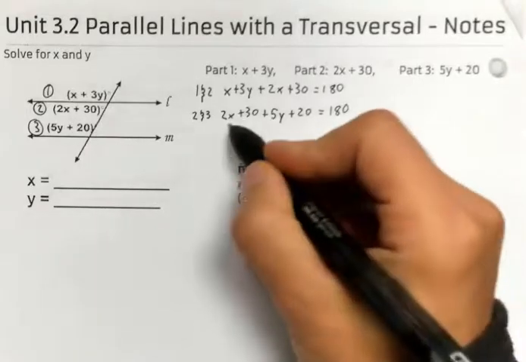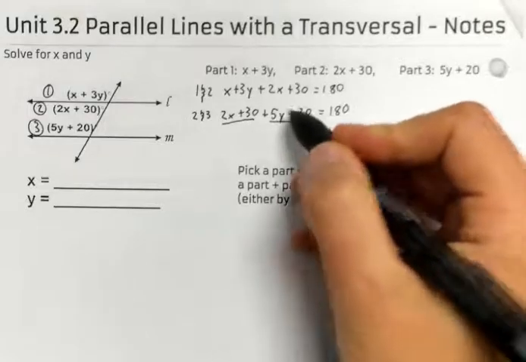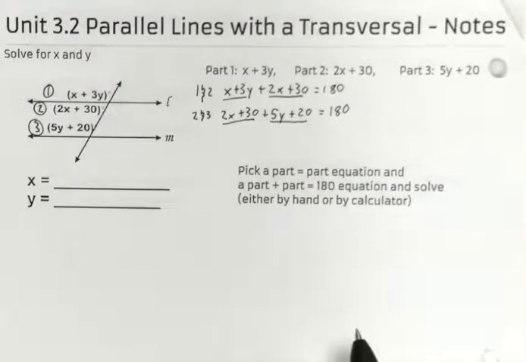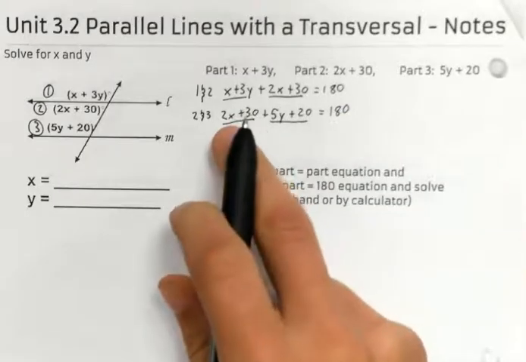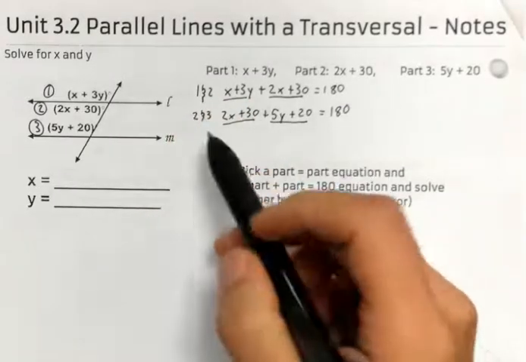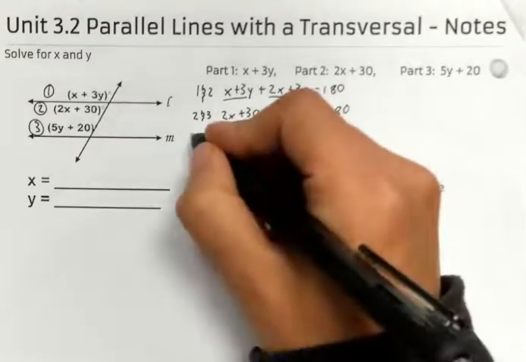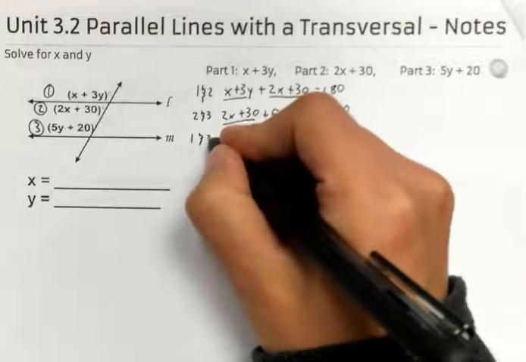Okay? So here's one equation, here's the other equation. And here was one equation, here was the other equation. Right? And together they add up to 180. And then the last combination that I can have, I have 1 and 2, 2 and 3. Oh, I could have 1 and 3. Right? So 1 and 3.